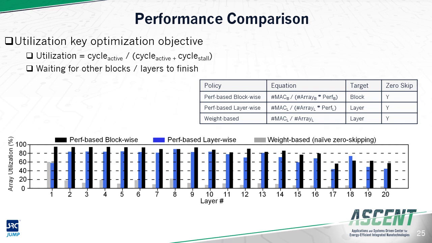Utilization is measured as active cycles divided by total cycles, so this essentially measures the time spent stalling while other blocks or layers finished. So in this figure, blockwise allocation dominates the other methods for nearly every layer. It is interesting to note how poorly allocated the weight-based method works for a deep network like this.